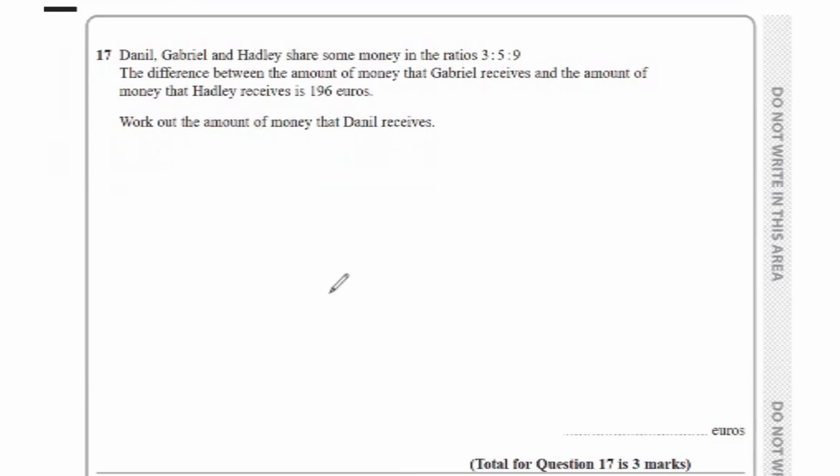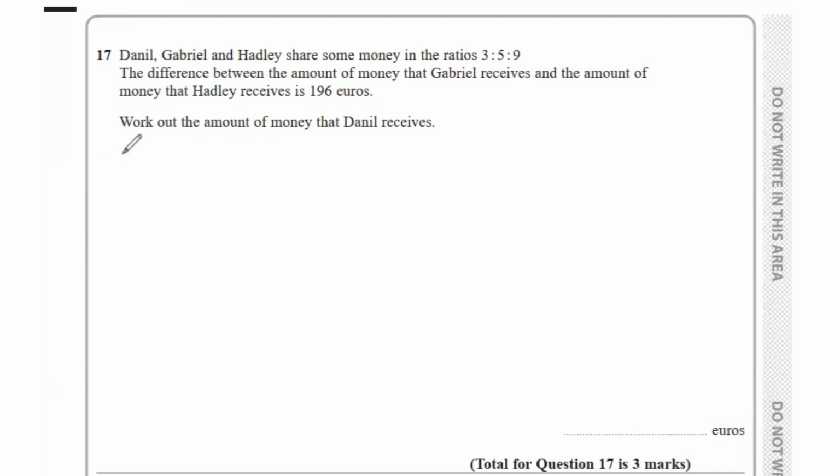Question 17 says, Daniel, Gabrielle, and Hattie share some money in the ratio of 3:5:9. The difference between the amount of money that Gabrielle receives and the amount of money that Hattie receives is 196 euros. Work out the amount of money that Daniel receives.